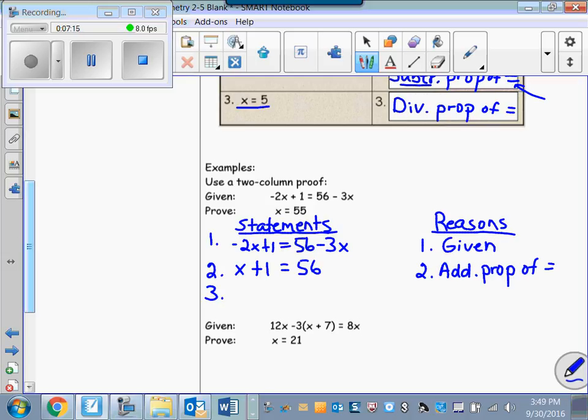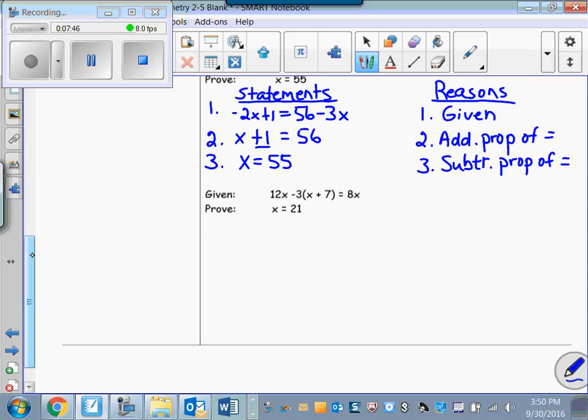And now what am I going to do? Well, I need to prove that x equals 55, so I need to subtract this 1 from both sides. And when I do that, there I have it. And so that was the subtraction property of equality. And there's my proof, 3 steps. They won't always be 3 steps. They'll hardly ever be 3 steps. But we're just taking baby steps right now. So we're making them nice and short.